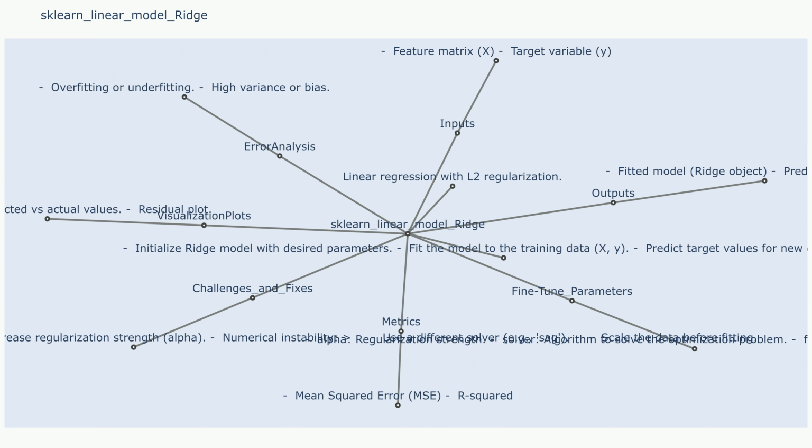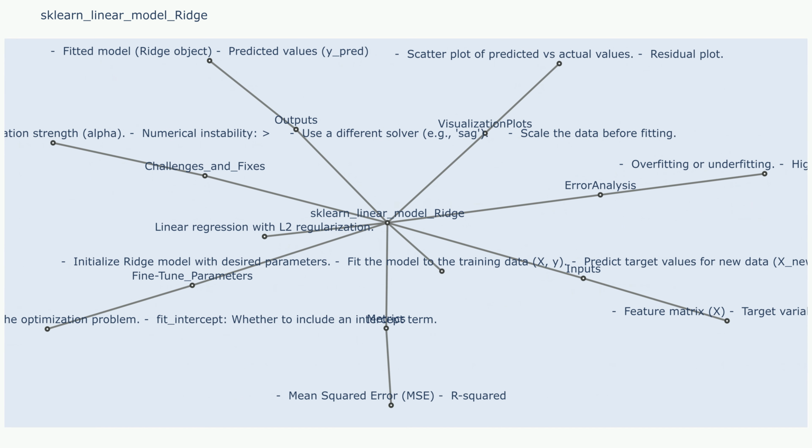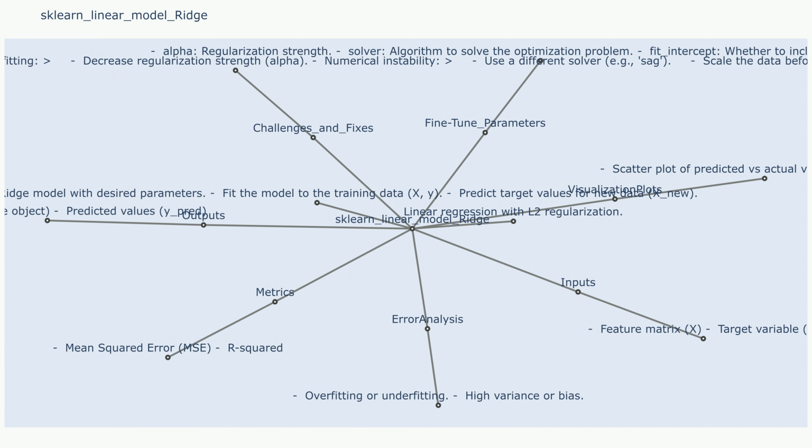Challenge 2, underfitting. Sample use case that resulted in challenge 2: when the value of alpha is too high, the model may underfit to the training data. Fixes to challenge 2: decrease the value of alpha. This will allow the model to fit the training data more closely.